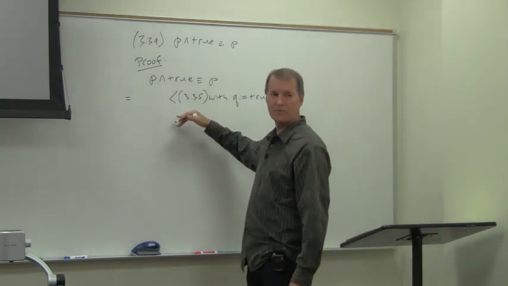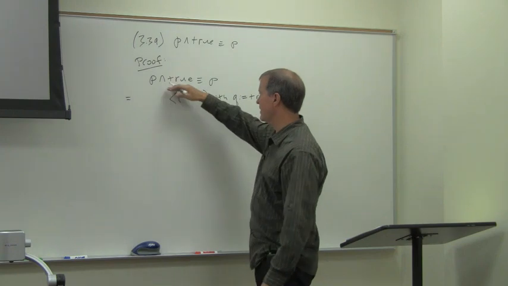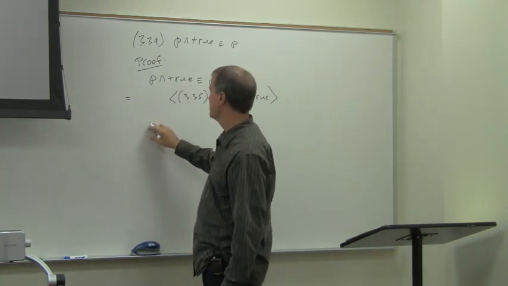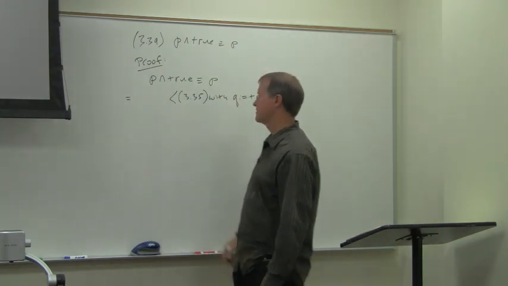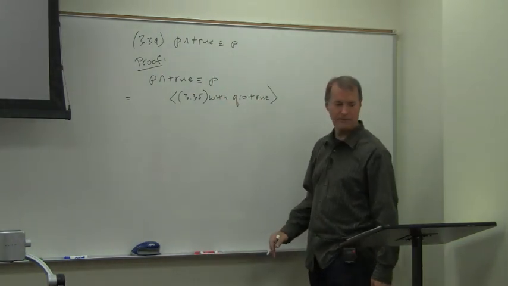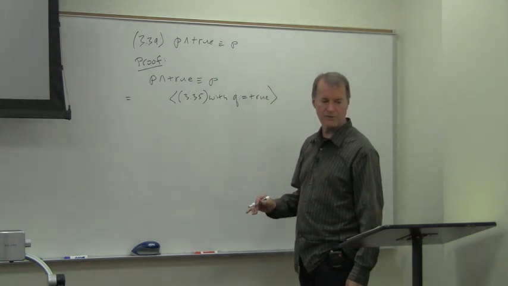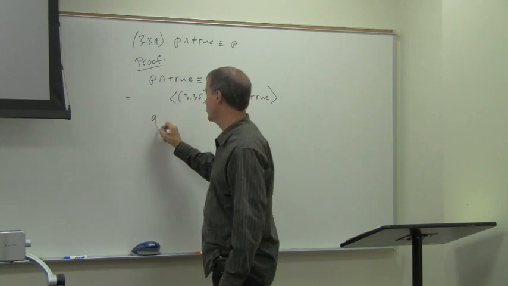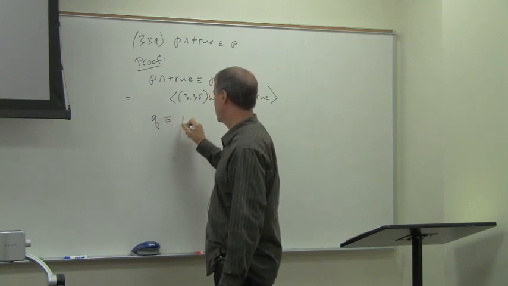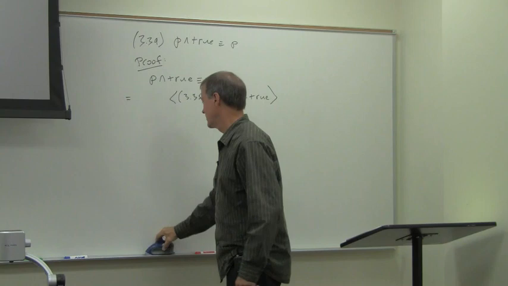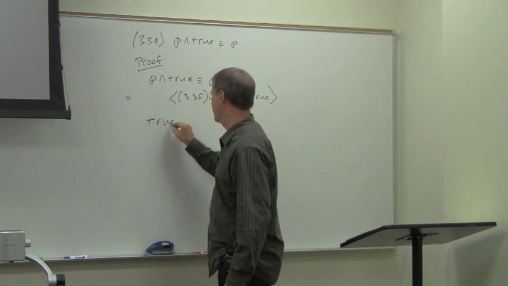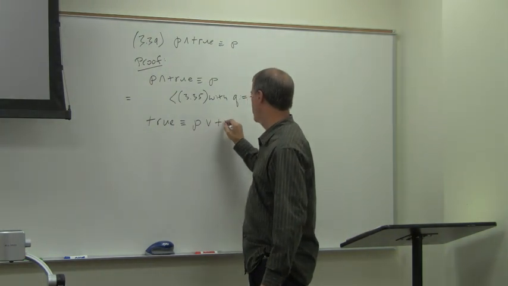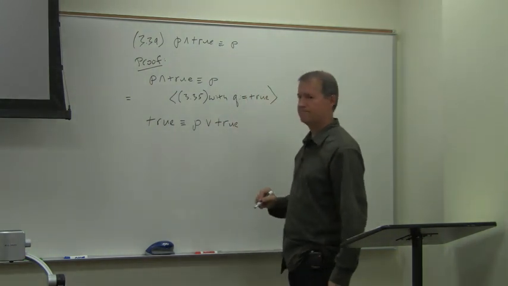Okay, so now, Mason, then this equals what? That equals P and true. No, wait, actually, it equals Q equivales true, equals P or true. Yes. Q equivales true equivales what? P or true. P or true.